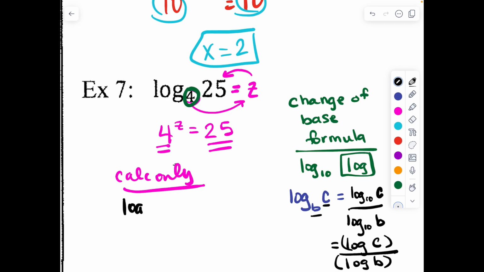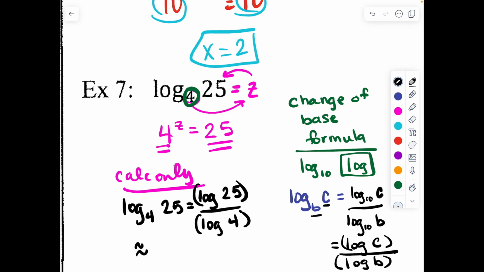So in order to do log base 4 of 25, I'm going to change this using the change of base formula to log base 10, or common log, of 25, all divided by log of 4. And we're going to put them in their parentheses, put this in your calculator, round it to the nearest 3 decimal places, and we're going to get approximately 2.322.